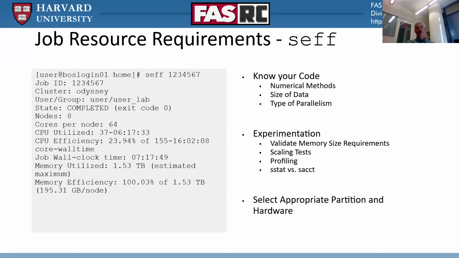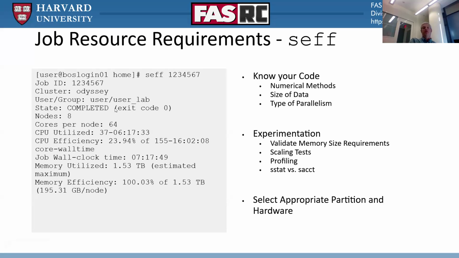If you don't know your code very well, or if you don't have a good guess, experimentation is always a way to get around this. What you do is ask for way more than you actually need, and then look after the fact at how much you actually used. In this case, the tool that we recommend for doing that is seff. If you use seff with the job ID, it will give you this nice printout about the job in terms of its efficiency.